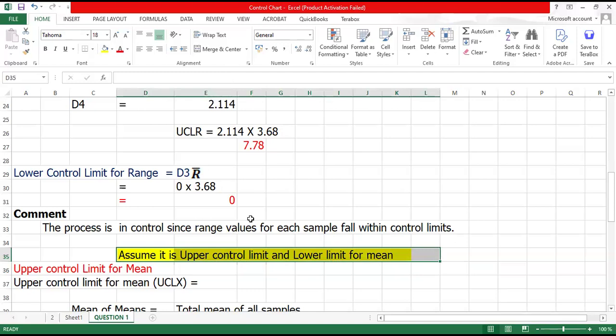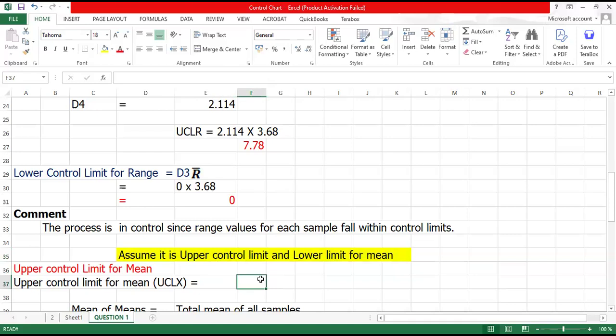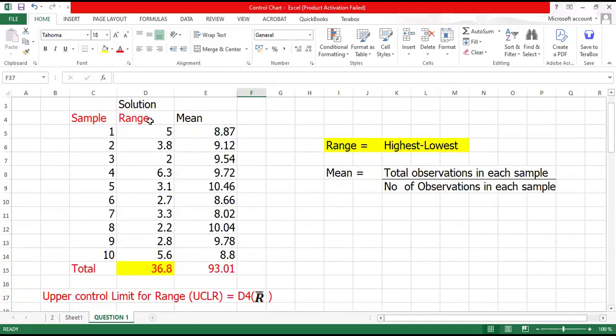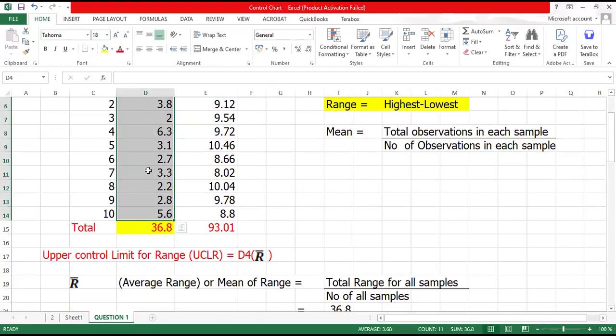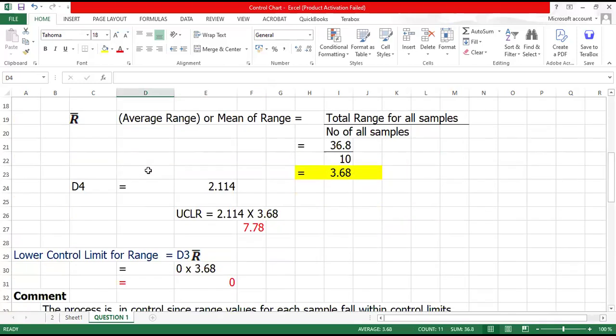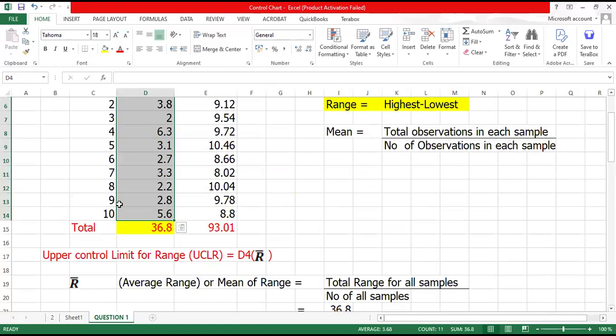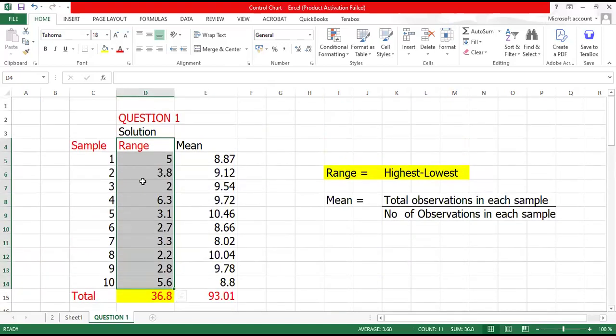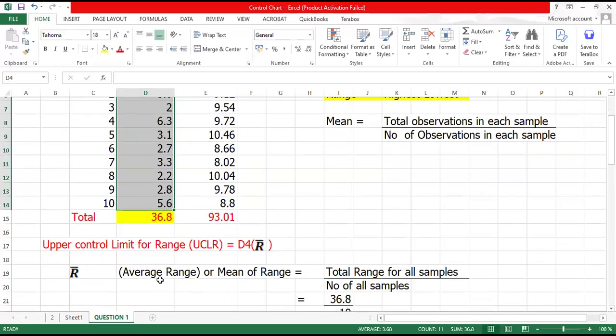Okay, it means now, colleagues, once the examiner has indicated that you get mean, it's a must to also include this column. Why? Because in the formula for upper control limit and lower control limit for mean, you will need average range. So it's a must to create this column when you're dealing with mean control limits.